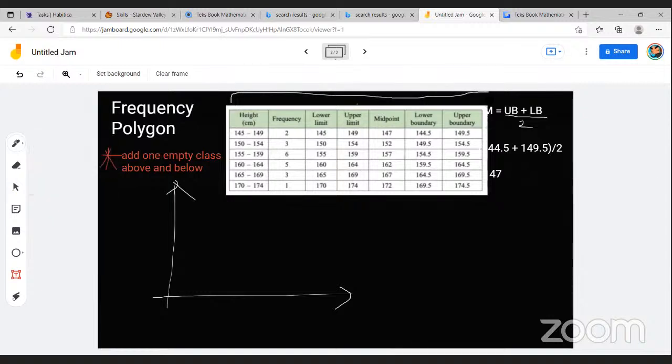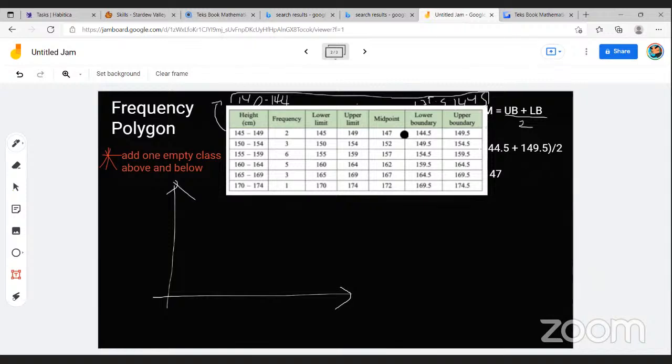But let's just say I add another class up here. Then you have to do it something like this. You can see the pattern is like 5. So in this case, it'll be 140 to 144. This is your before class. And you want to find the midpoint. The midpoint is the most important part of this middle empty class. So your midpoint over here, you take your lower boundary, 139.5, and your upper boundary, which is 144.5. Then you do the calculation as usual.